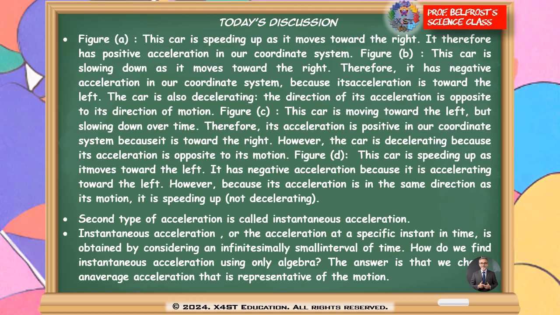So actually, how do we find this infinitesimally small interval of time, or the instantaneous acceleration, by only using algebra? Actually, this is feasible, and we just need to take the average of acceleration that is representative for our motion. Let's see.